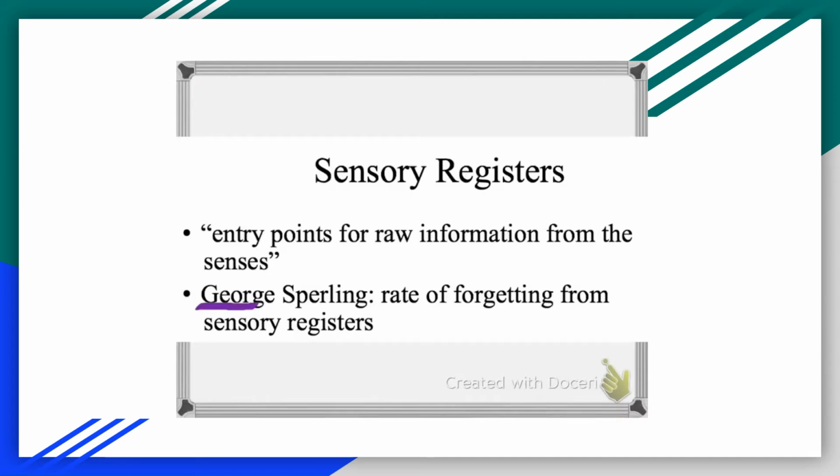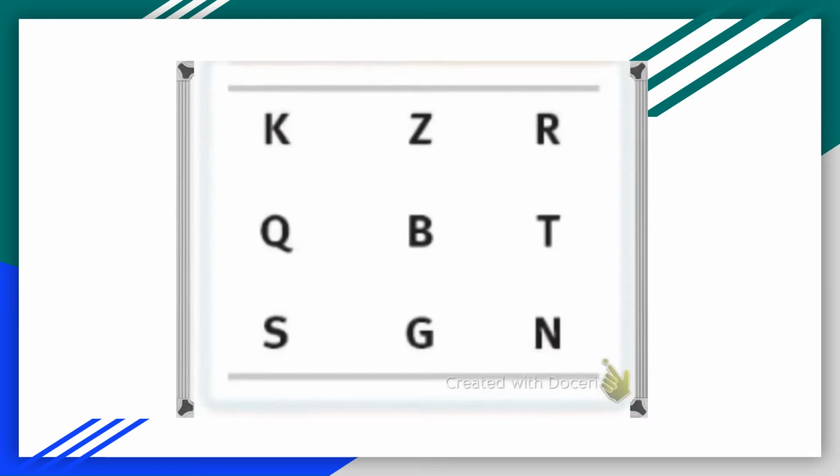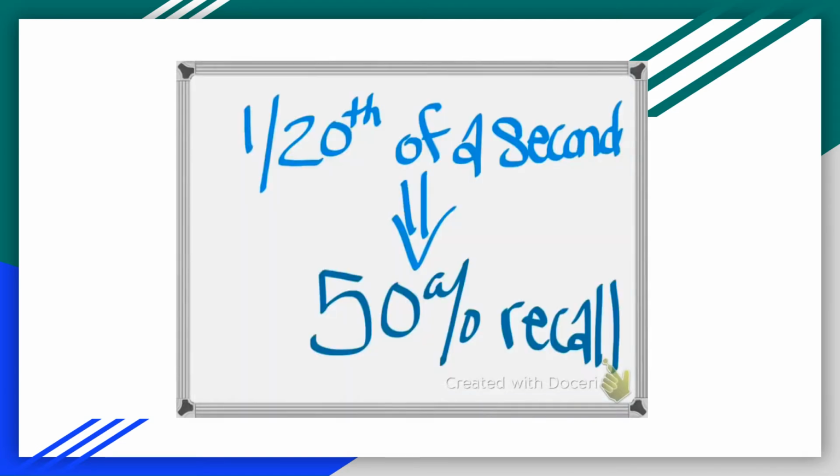Now, there was a guy who looked at how long information lasts in your sensory registers, his name being George Sperling. He wanted to study specifically the rate of forgetting from your sensory registers. And in order to do this, he designed an experiment. Participants were brought into his lab and shown a picture, a matrix of letters. Nine different letters were presented in 3 rows. And he flashed this to his participants for about 1/20th of a second.